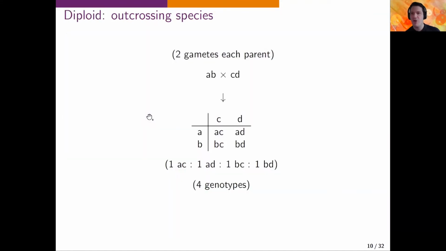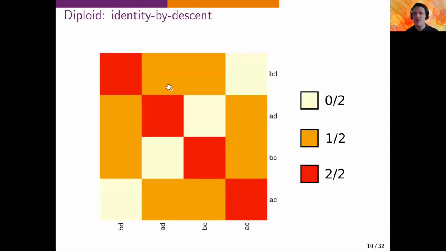Let's see how we identify more or less related genotypes based on shared alleles identical by descent in a full sib family. Starting with a diploid species, we have two different gametes per parent, and this is an outcrossing species, right? Highly heterozygous, so we can expect that these are four different alleles. And the gametes lead to four different genotypes when these parents are crossed. So these genotypes can share 0, 1, or 2 alleles identical by descent, right?